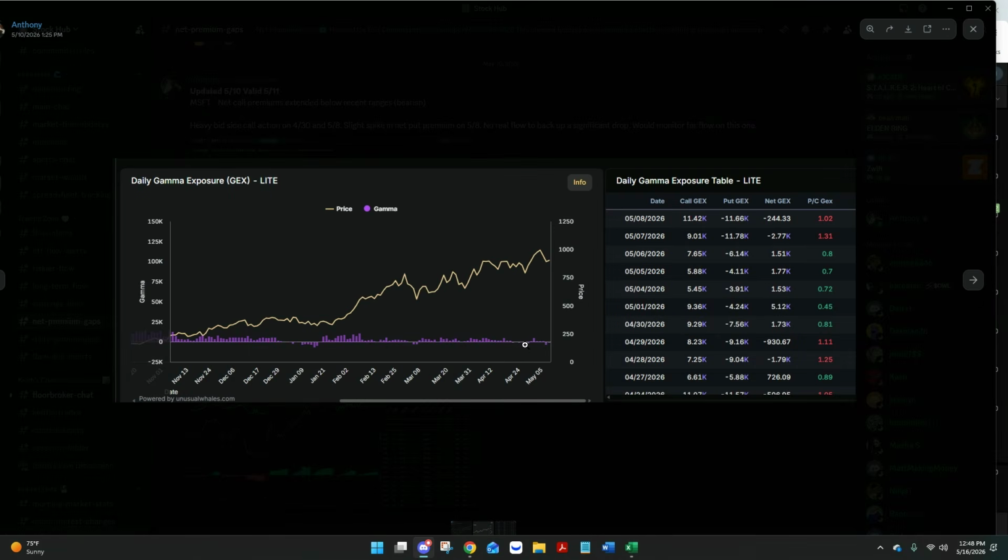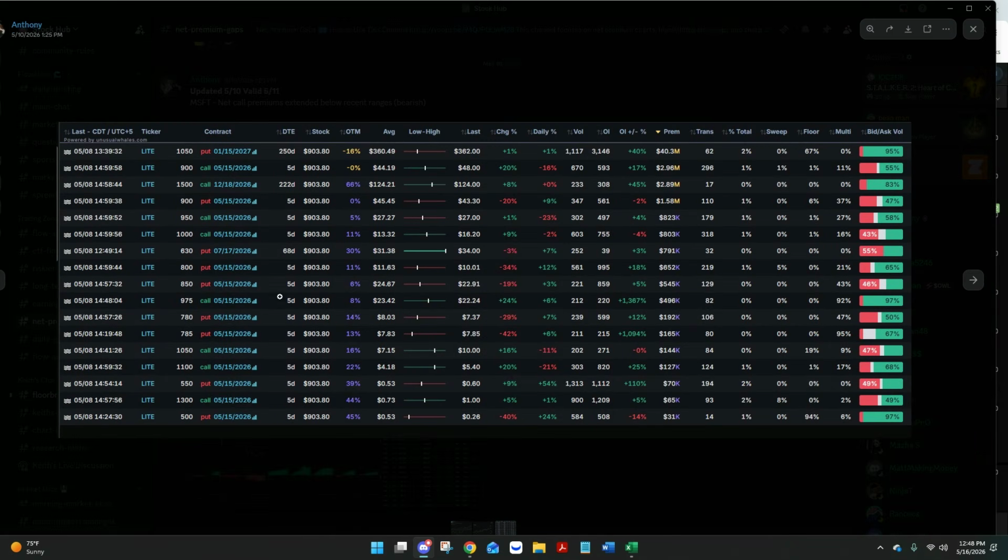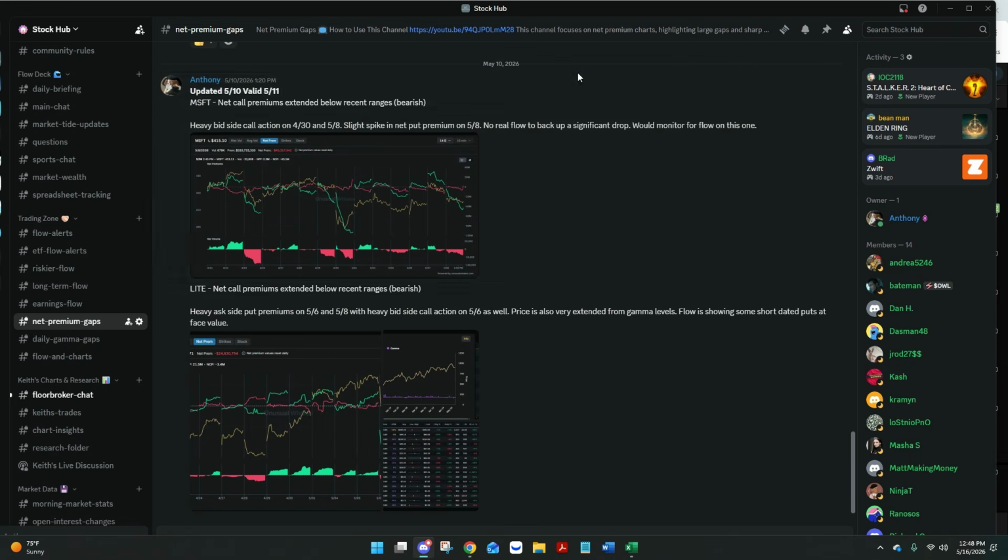Also, we were seeing not a lot of positive gamma. Price is very extended from that there. We were just seeing some little negative gamma in there, and we haven't really seen a massive drawdown at all. Looking at the flow as well, we were seeing some short dated puts come in here too. Just a face value look overall. So keep in mind, it's going to tell you what it says there. It's a bearish play.